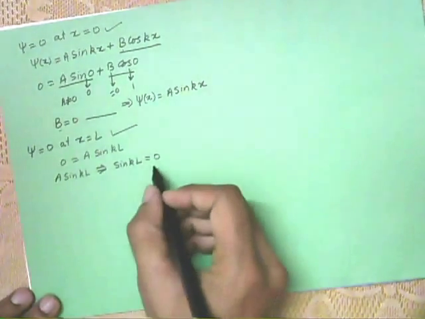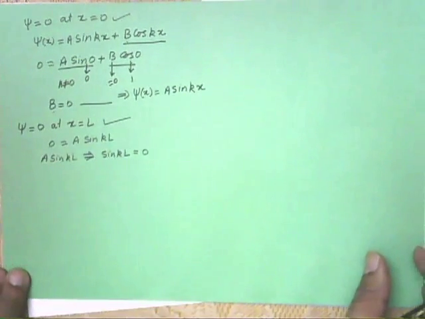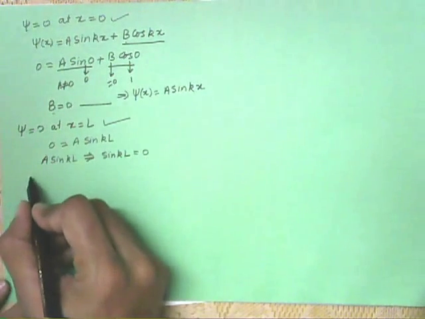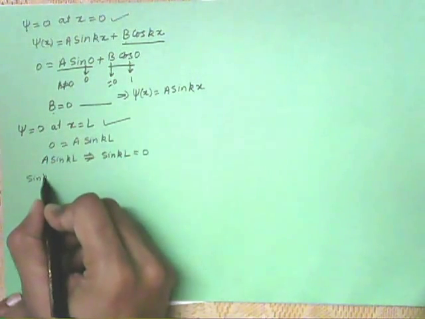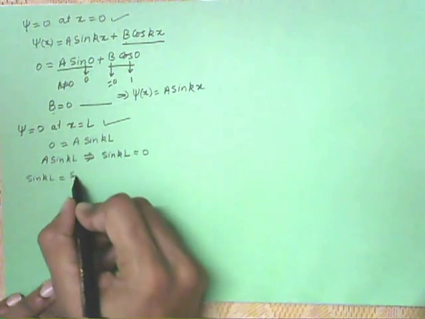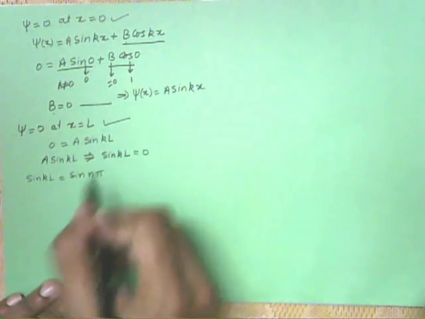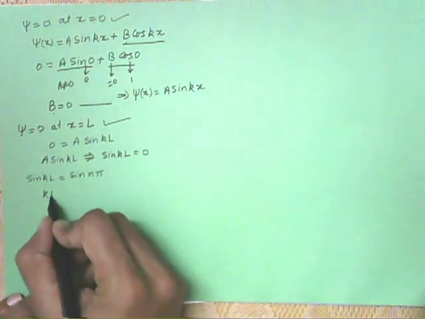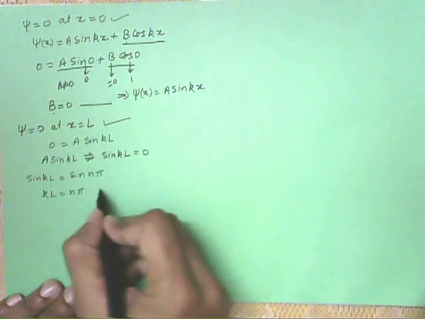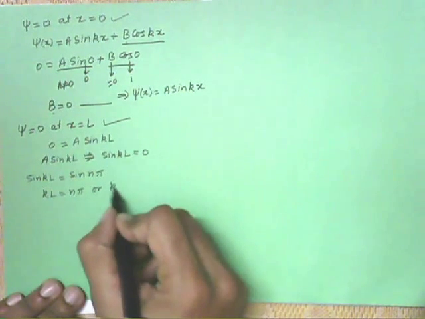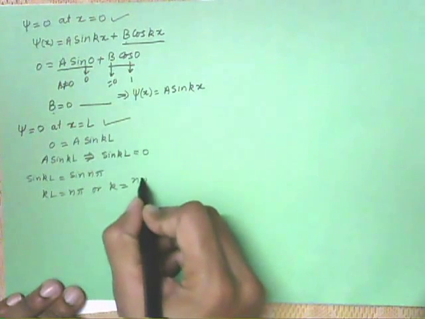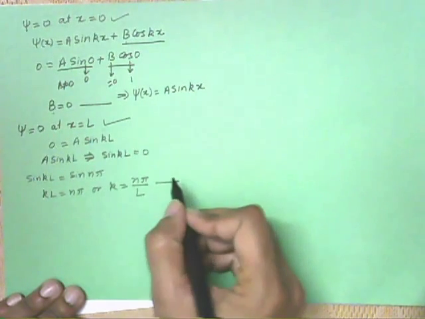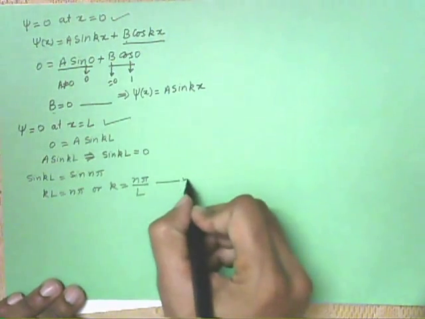It means sin kL is equal to 0, and hence you can write that this will be true only when sin kL is equal to sin n pi. So when you compare both sides, you can write kL is equal to n pi, or k is equal to n pi upon L. This is our fifth equation.